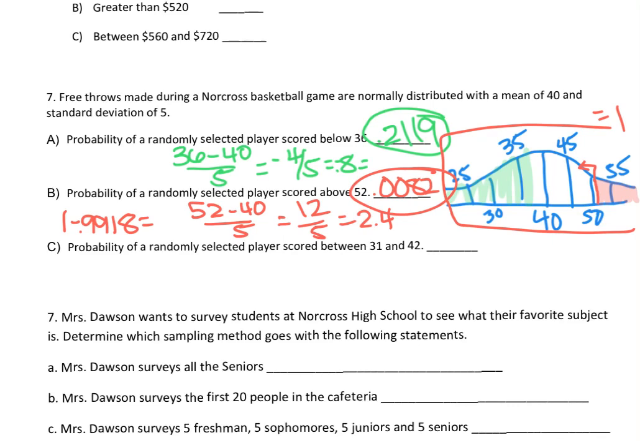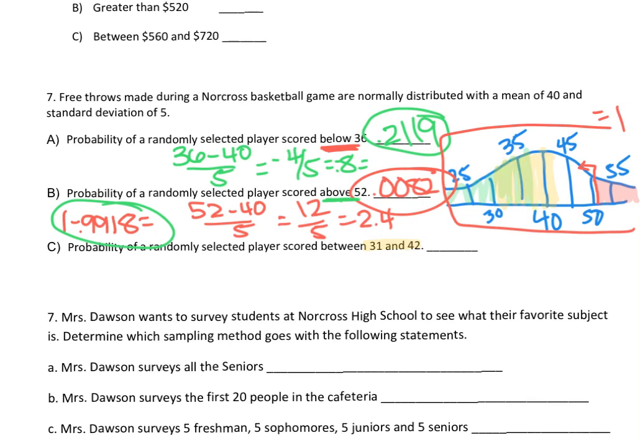Okay, so if it says below or less than, you just look at the z-score and you get your answer. If it says more than or above, you're always going to do 1 minus. Okay, now for C, C is a little bit different. It's asking between 31 and 42. So 31 is here, 42 is about here, so it's looking for between.